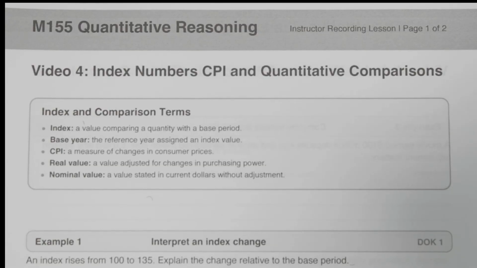In this lesson, we're going to talk about index numbers, the Consumer Price Index or CPI. So, nominal values, real values, and how we can compare quantities across different periods of time. That's what this is going to be looking at today.